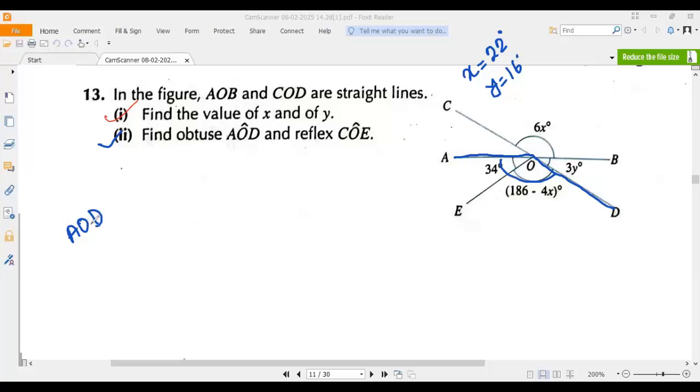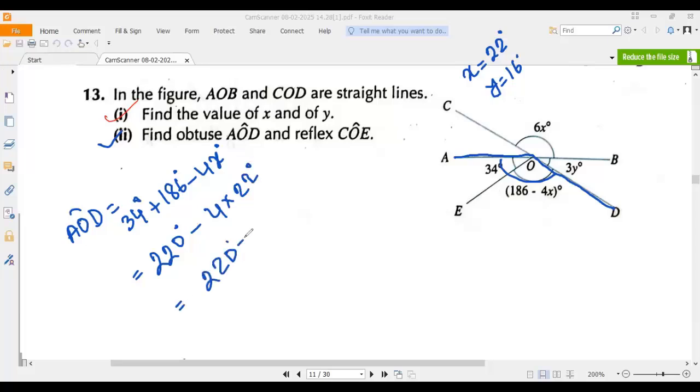So obtuse AOD will be 34 plus this one. So 34 degree plus 186 degree minus 4x degree. So 34 plus 186, that means 4 plus 6, 10, we have 1. 9 plus 3, 12, 220 degree minus 4 multiplied by x. What is the measurement of x? 22. So 4 multiplied by 22. So 220 degree minus 88 degree. Now solve. So 8, 9, 10. So 2, we have 1, 9, 9, 3, 12.